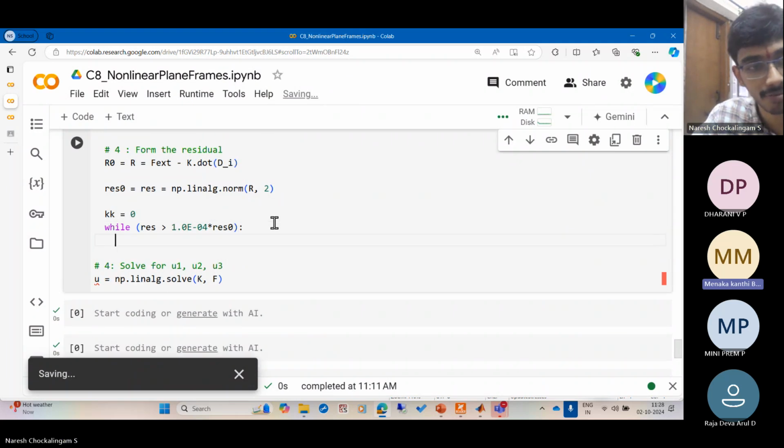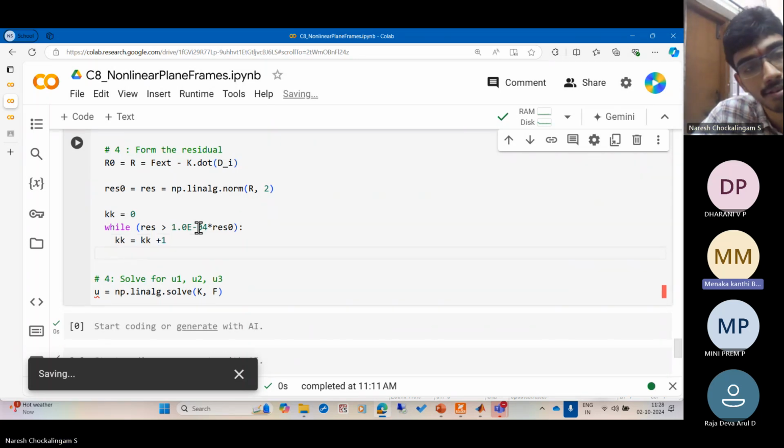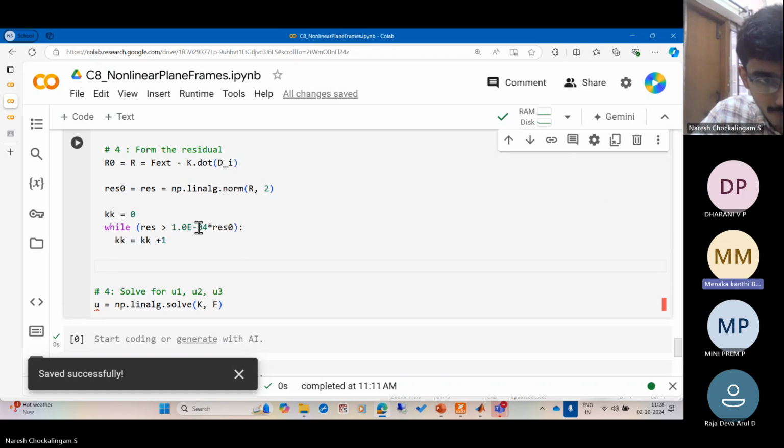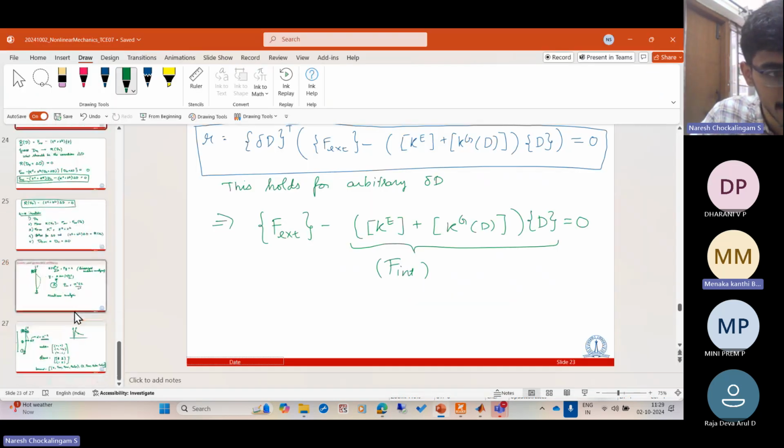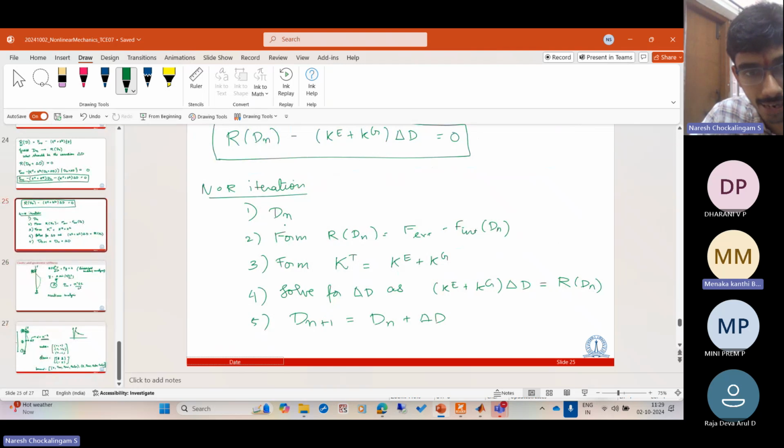Then make kk is equal to kk plus 1. We are increasing one iteration. Then, okay, you can refer to the slides, right? We wrote down the steps here. In Newton-Raphson, what should I do? I have a guess, form the residual, find the update, right?